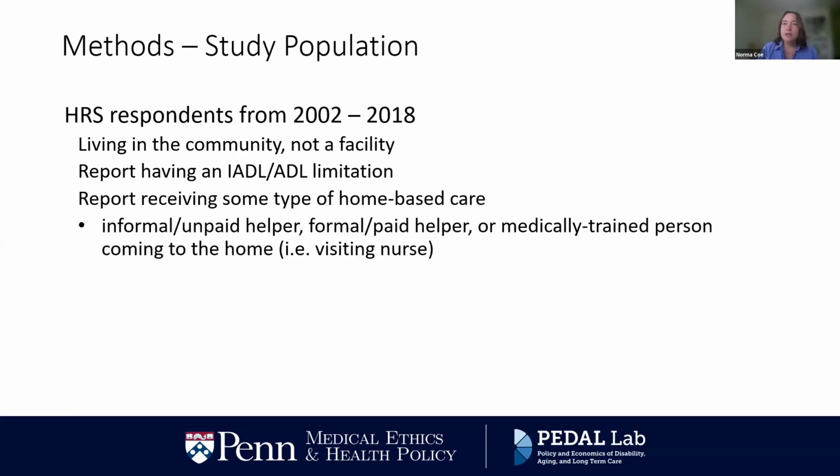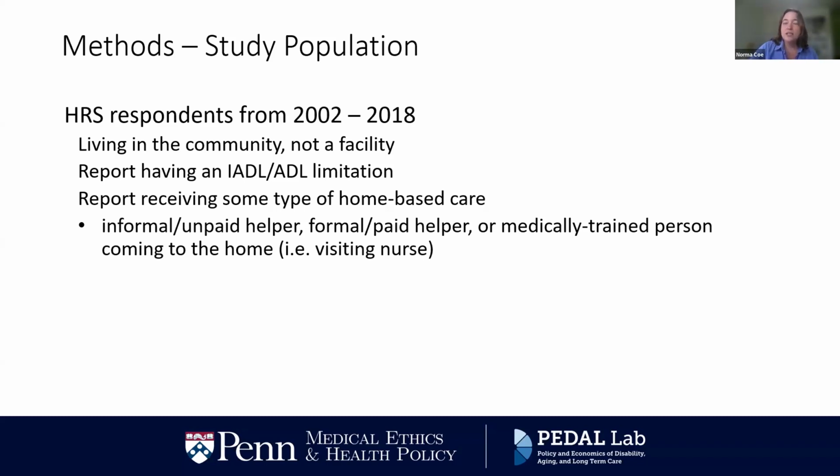So what we did in this paper is we wanted to look at people living in the community, so people who are eligible for community-based care. We're looking at the Health and Retirement Study. This is all pre-pandemic data, so 2002 to 2018. They have to report having some sort of activity of daily living or instrumental activity of daily living limitation. And then we also limited the sample to people who are receiving some type of home-based care. It didn't seem fair to compare to people receiving none. So we wanted to look at, among people who are receiving care at home, does the team matter? Presumably receiving some is probably better than receiving none in most cases.